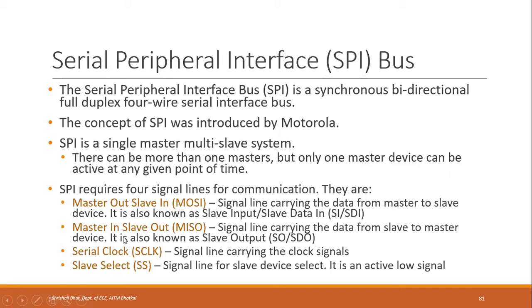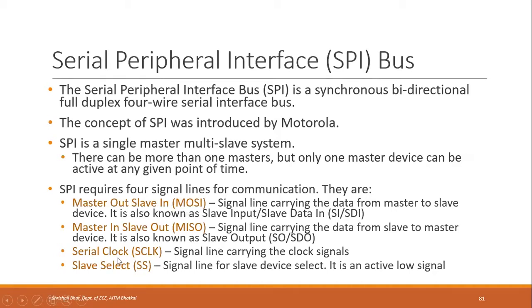Another signal line is master in, slave out, MISO. This is a signal line carrying data from the slave to the master. That means it is output from the slave and input to the master. It is also known as slave out, SO, or slave data out, SDO. This is in contrast to I2C, where we had only one data line, SDA, serial data. On that same line, at a time only one direction, from master to slave or slave to master, depending on the read or write bit, was used. That's why it was half duplex. Here we have two different lines for both directions, so it is a full duplex model.